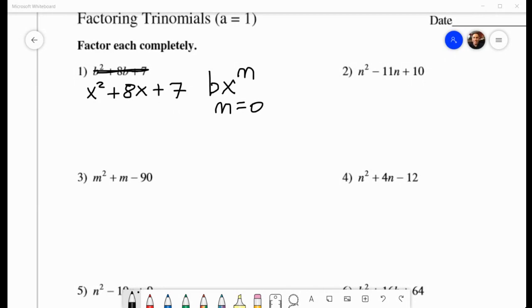But now for the coefficients, well, the leading one is a 1, right? And the factors of 1 are just 1 itself. 1 is the only factor of itself, okay? That tells you the only common factor in this case is 1.